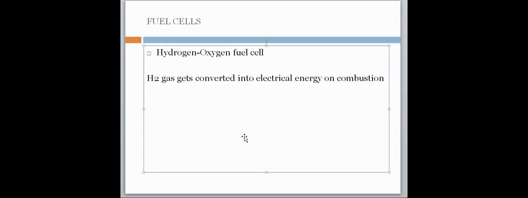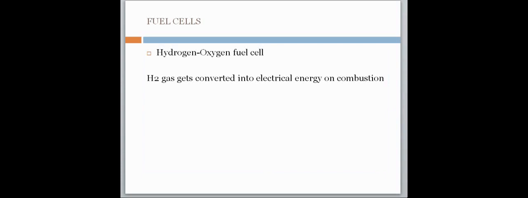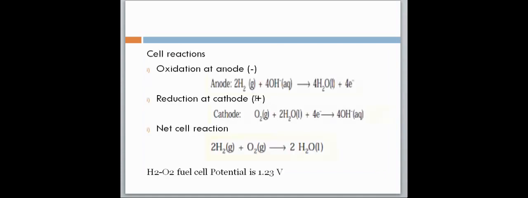Okay, so hydrogen oxygen fuel cell, in which H2 gas gets converted into electrical energy on combustion. So which reaction takes place? Combustion reaction helps in converting chemical energy into electrical energy. So such kind of fuel cells, like hydrogen oxygen, it's also called an H2O2 fuel cell, wherein hydrogen gas is used. So the reaction is given over here.